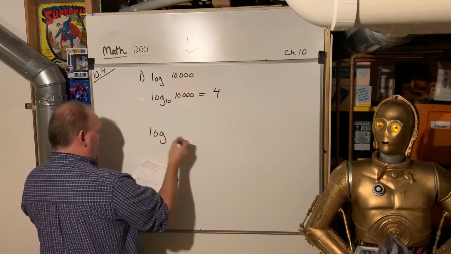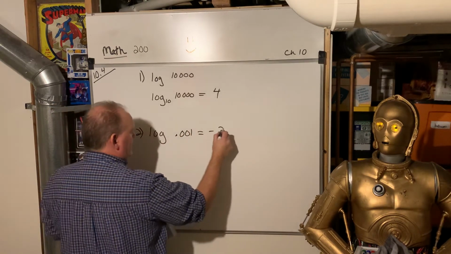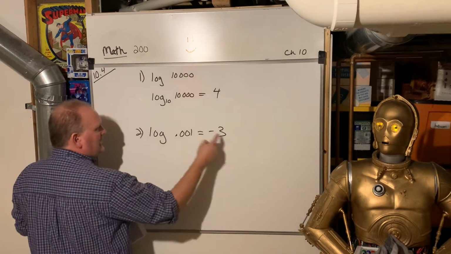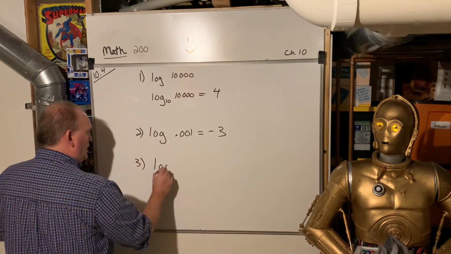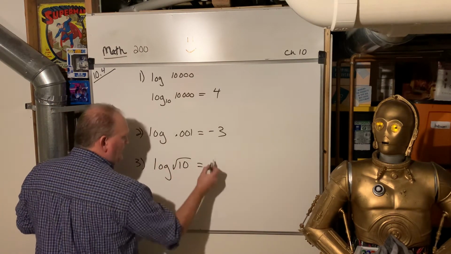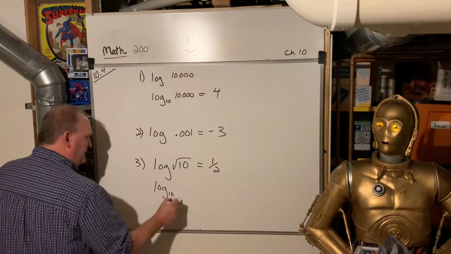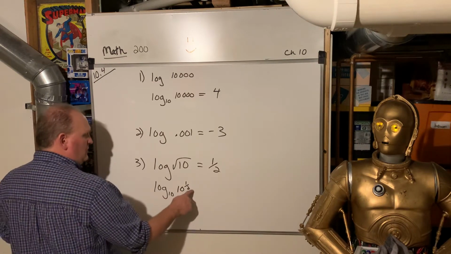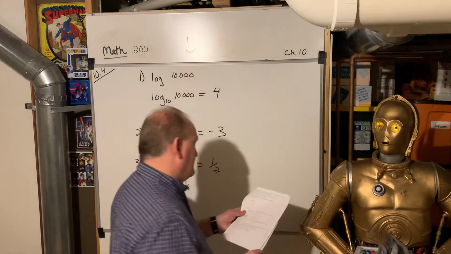Log base 10 of 0.001, that is -3. That's 1/1000th. So 10 to the -3 power is 1/1000th. And log of the square root of 10, well, that's going to be 1/2, of course, because this is really log base 10 of 10 to the 1/2. So it's saying 10 to what power gives me 10 to the 1/2? Well, that's 1/2.